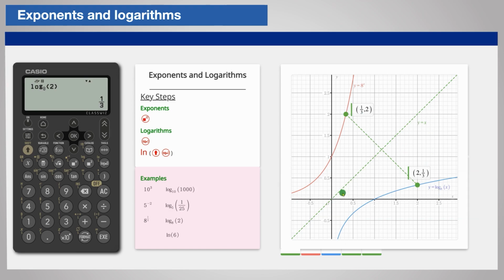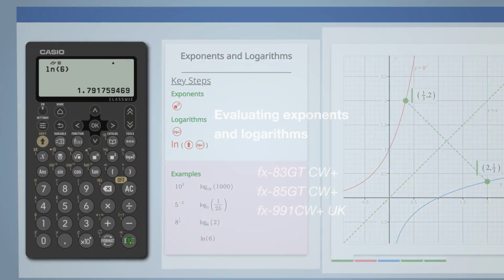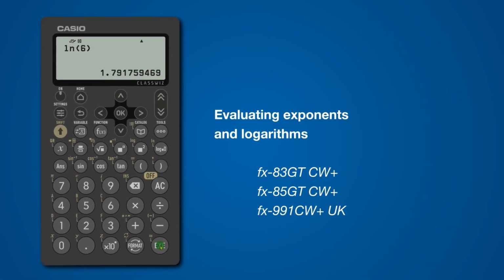To find natural logarithms, for example ln 6, use the natural log key. This is shift log base. Now enter the value 6, close the bracket and press the execute key. I suggest it's worth spending some time getting used to using logarithms to different bases.